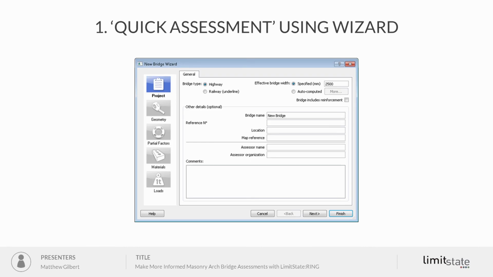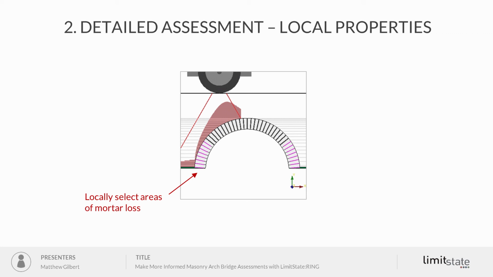So if we look at the first mode, the quick assessment, we have a wizard that we can work through to quickly set up the properties. And in the second mode, we can, for example, enter details of local mortar loss, and see whether or not mortar loss is having a critical influence on the behavior of the structure, or whether it's something that can be put off a little longer before we go to the expense of dealing with it.